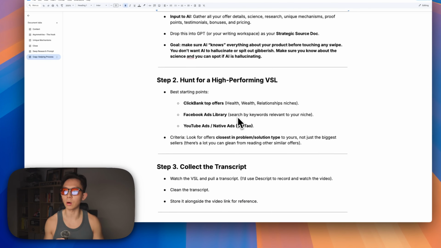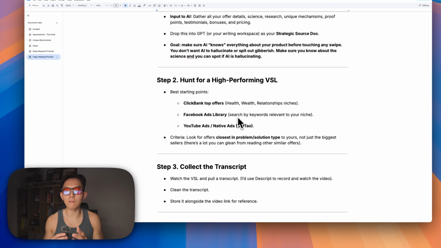Step 2, you want to hunt for a high-performing VSL. How you find that is you go look at ClickBank top offers. You can look at Facebook ad library or YouTube ads, native ads. You can use tools like BigTal where they show you ads that are spending a lot of money and look at their VSLs. The criteria here is that you want to look for offers closest in problem/solution type to yours.